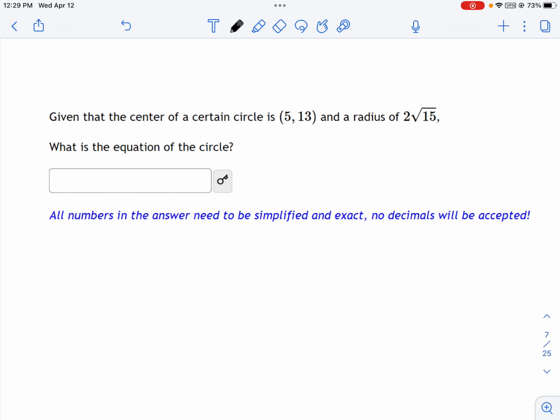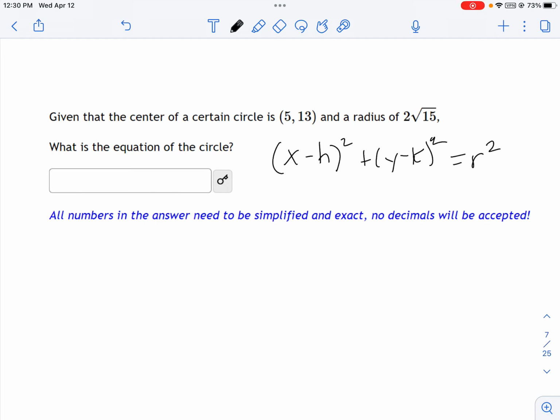So given that the center of a certain circle is (5, 13) and the radius is 2 square root 15, what is the equation of the circle? This is literally almost all of the information you need for the circle. Actually, it is literally all the information we need. All we have to do is know the general equation of the circle: (x - h)² + (y - k)² = r².